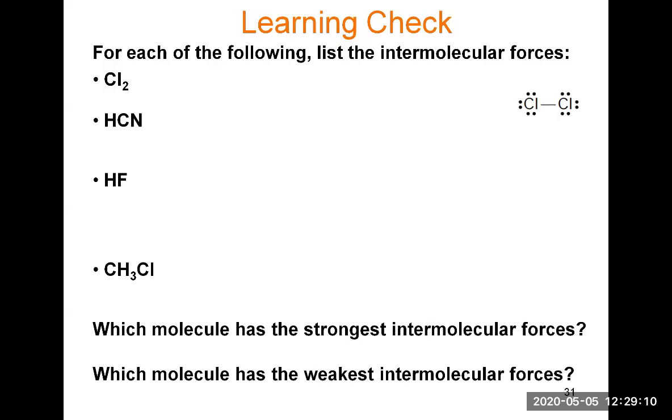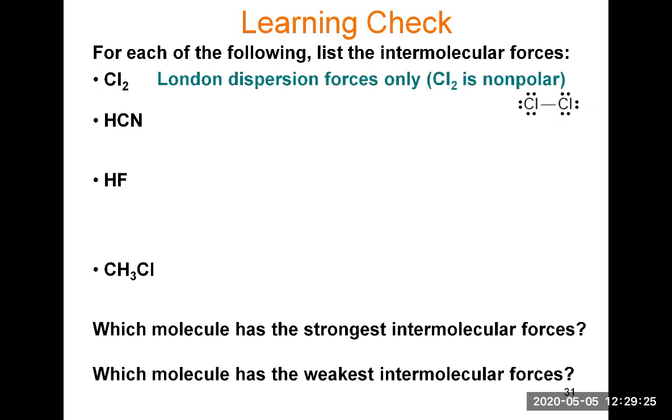So you want to list the intermolecular forces, and one that you should automatically list for all molecules is the London Dispersion Forces. And in the case of Cl2, because it is non-polar, it cannot experience dipole-dipole interactions because Cl2 has no dipoles, right? Dipoles are for polar molecules. And it doesn't have any hydrogen, so hydrogen bonding is out of the question too. So Cl2 only experiences London Dispersion Forces.